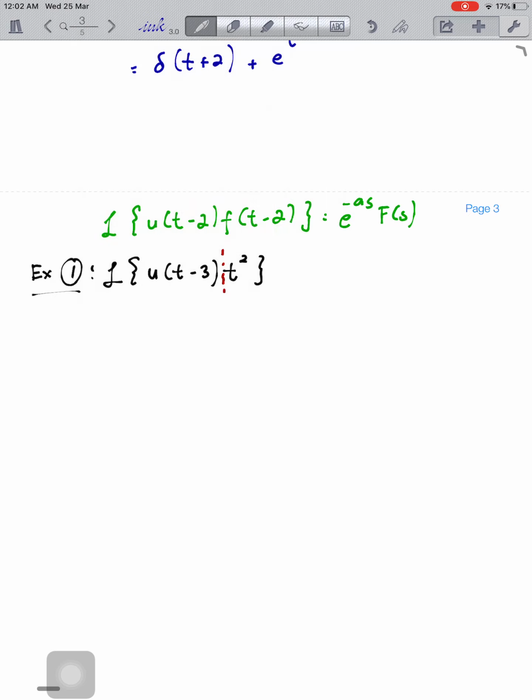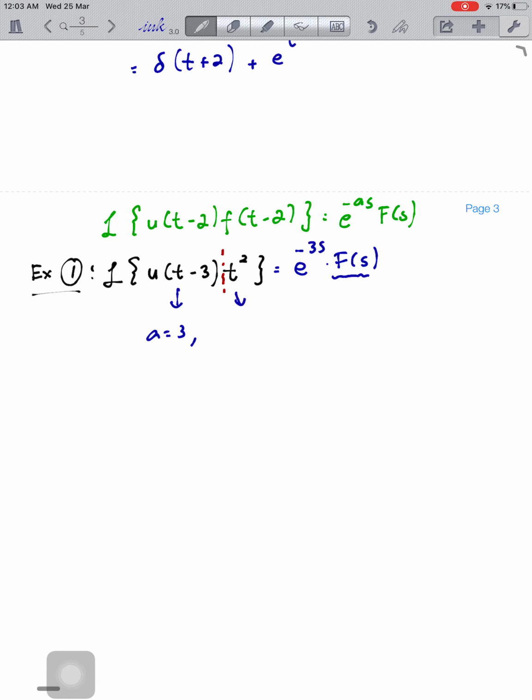From the u, I can identify right away that my value of a is going to equal 3. According to the theorem, this is going to equal e to the negative 3s multiplied by F(s). That will be the final outcome. Now all I have to do is figure out what F(s) is.